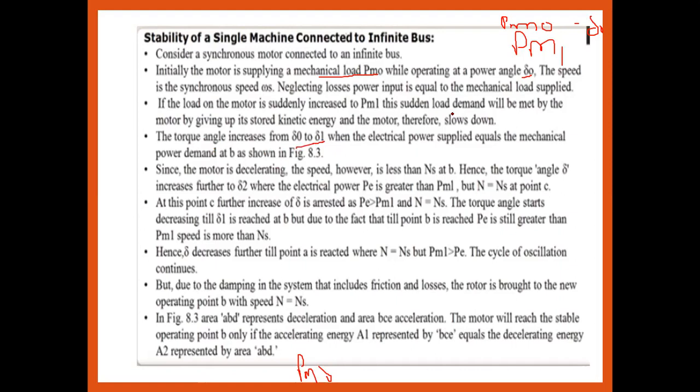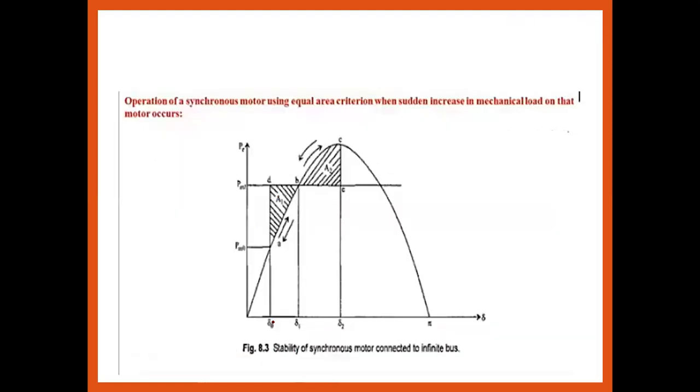So again, to reach synchronization, the angle shift from del 0 to del 1 is implied when the sudden load change occurs. If the angle shifts from del 0 to del 1, acceleration is carried out, and this is the retardation. The arrow downward shows the deceleration, and the arrow upward shows the acceleration. This is area A1, and this is area A2.